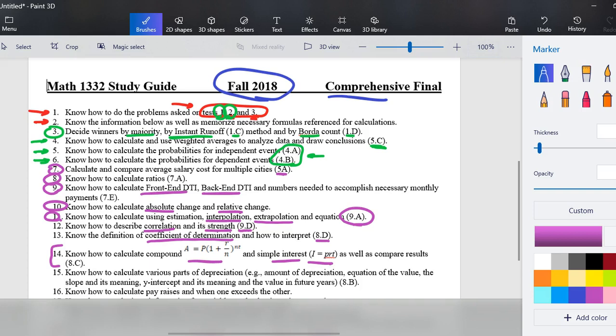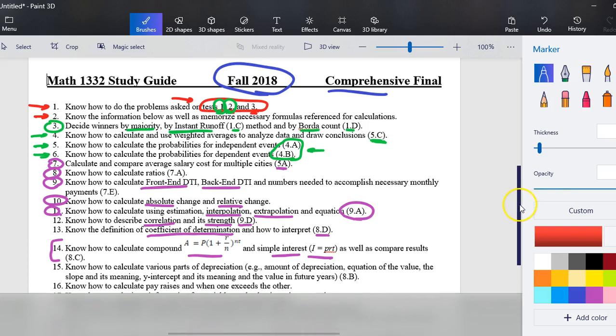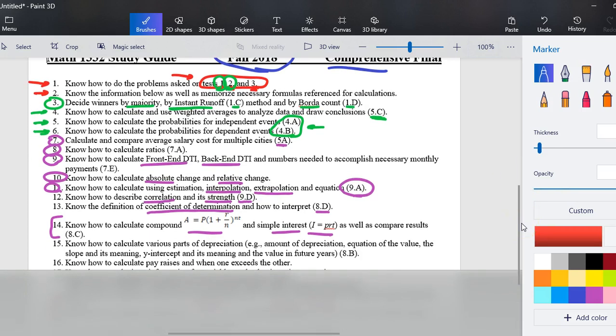I'll have these formulas on the test, but you're going to have to know how to find the information in the paragraph and put it correctly into the formula. You need to know how to find what you need and manipulate it correctly.